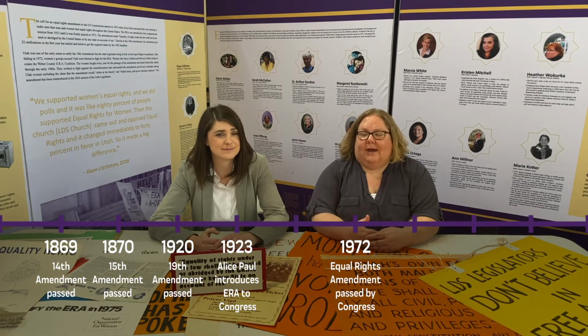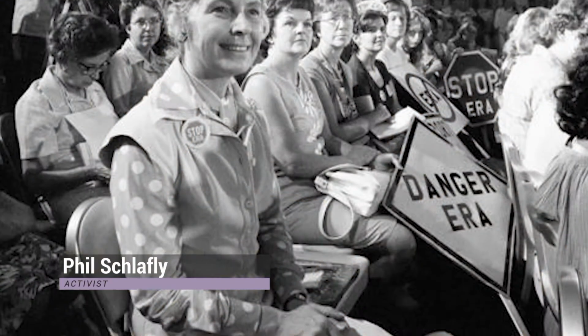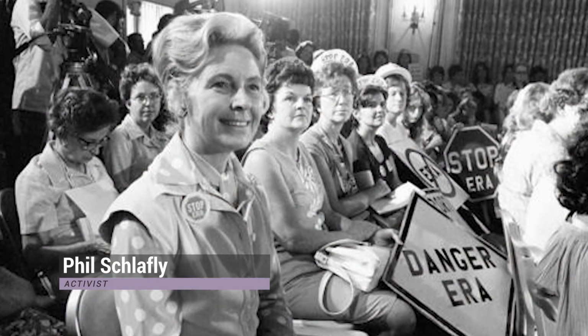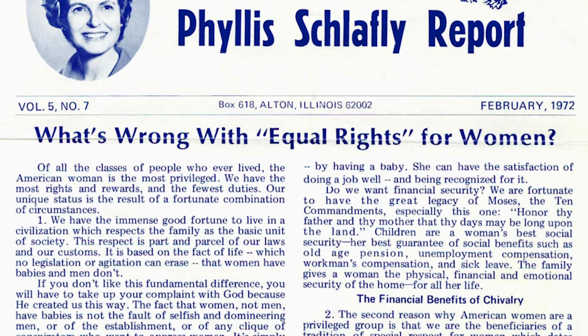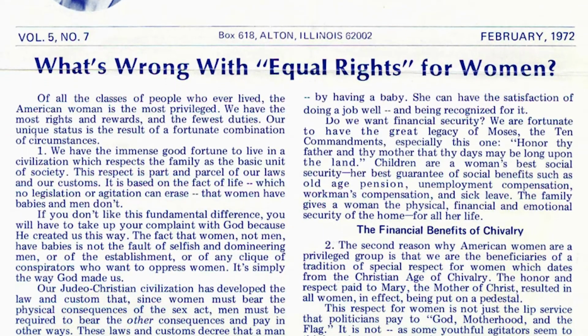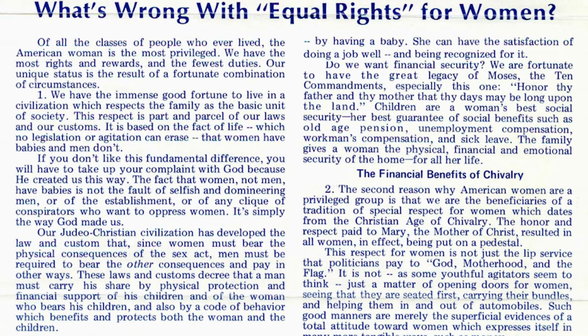Immediately after it was passed, 35 states ratified it, but there was a fight for those last 3 states. And that fight is something that still continues today. By the 1970s and 80s, there was a lot of opposition to the Equal Rights Amendment. A group known as the Eagle Forum, formed by Phyllis Schlafly, was against the Equal Rights Amendment on the grounds that it would require women to enter the workforce, deny them access to their children, and deny them the support they needed from their husbands.